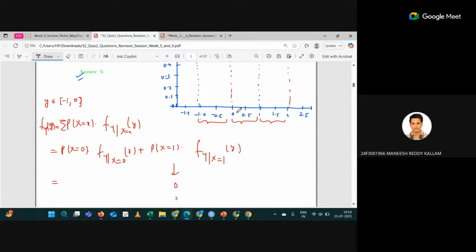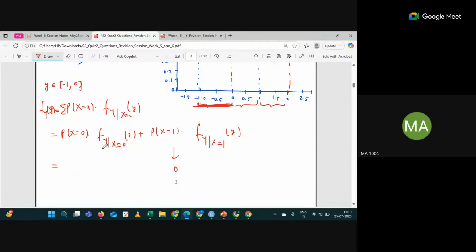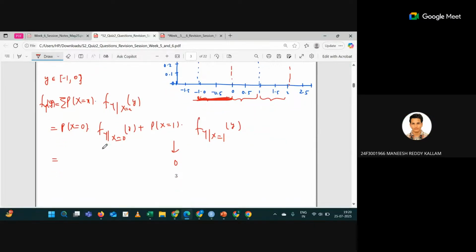Could you repeat, sir? See, for the probability x equal to 1, if you are taking minus 1 to 0, if you are just thinking about this support first, which I'm highlighting with the red color, is there any role of probability x equal to 1? No, sir, because it's minus 1 to 0. Basically, there's a role of x equal to 0 only, correct? Yes, sir.